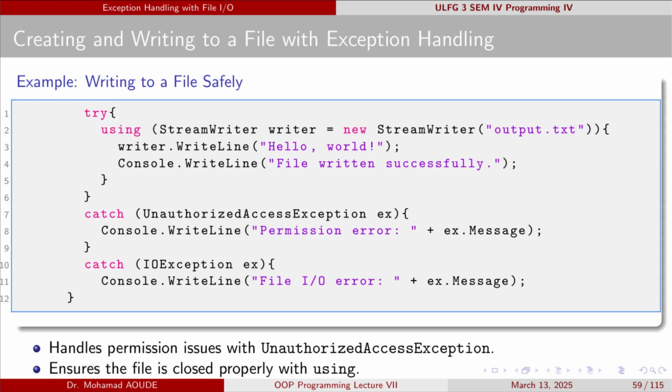This example shows how to write to a file using StreamWriter. We handle UnauthorizedAccessException for permission issues, IOException for general problems. Again, the using block ensures that the file stream is closed properly, avoiding leaks.